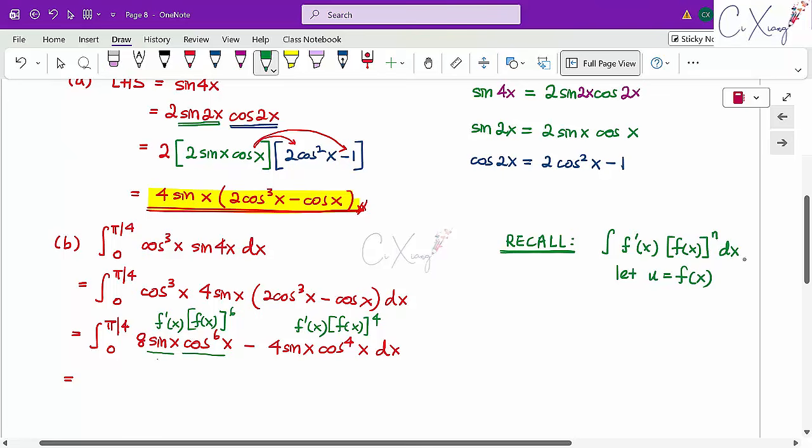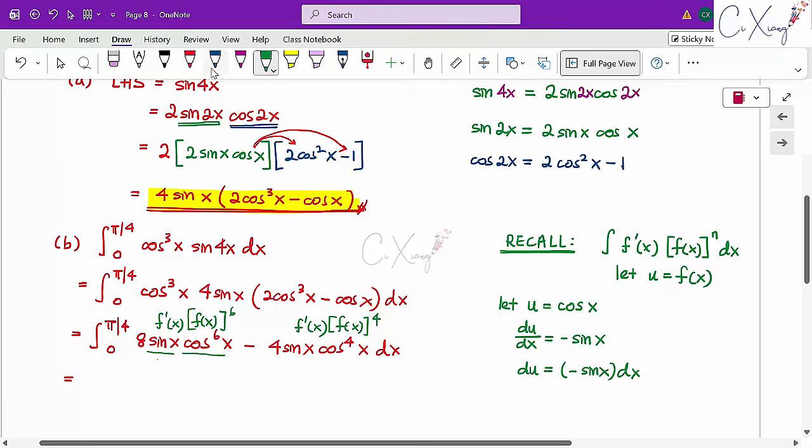Okay, so for these two integrations, we are going to use integration by substitution. What I'm going to do now is let u equal cos x. Alright, so what do you get for du over dx? When you differentiate cos, you get negative sine, and your du will be equal to negative sine x dx.